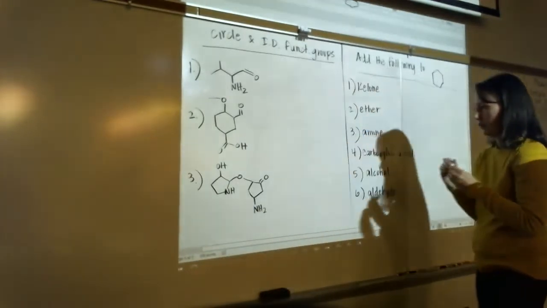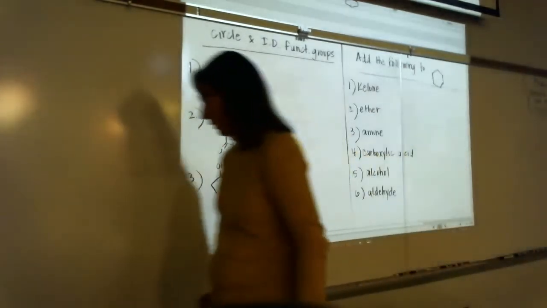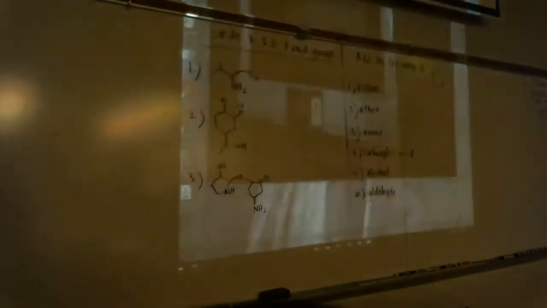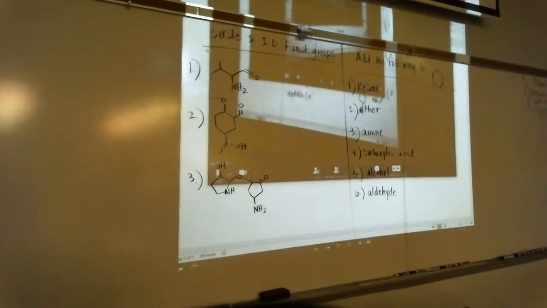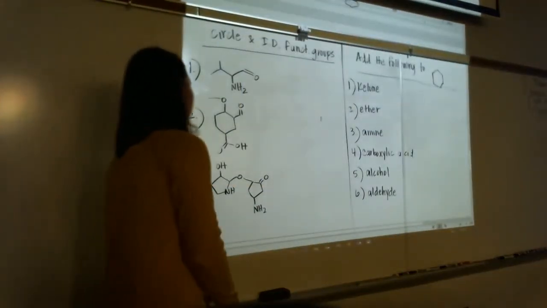Okay. 3 to do for circling and identifying, 6 to do for adding to the parent molecule. I'll give you a few minutes to work on this, and then we'll go over it. See how we did. So let's start with our identifications.